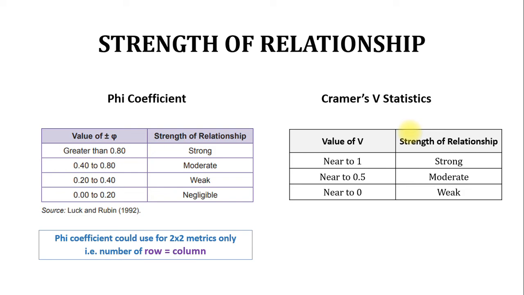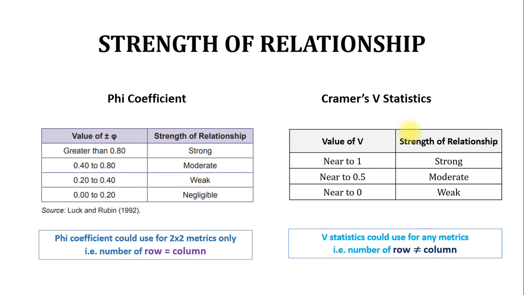What are rows and columns? It means the categories of the independent and dependent variables are equal. For example, in our case, we have only two categories for gender, male and female. But for my smoking habit, we have three categories. Therefore, the phi coefficient could not be applied in our example. But what could we apply? We could apply Cramer's V statistic, because when rows and columns are not equal, when rows are greater than columns or columns are greater than rows, it does not require a 2 by 2 matrix.